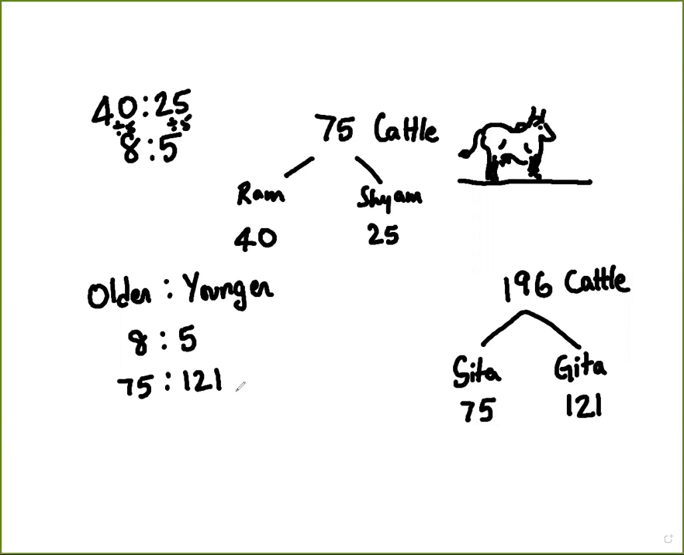So no, actually in the question it's the other way around, but it's all right. So which one gave more cattle to the older one in comparison to the younger one? This farmer, farmer A, or this farmer, farmer B? That's the question. So what is your answer?